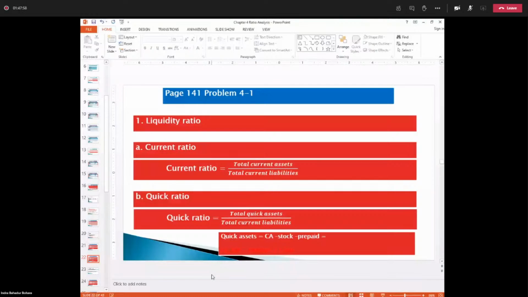Page number 141, question 4.1. You are given the balance sheet. So you need to calculate the liquidity ratio, which consists of both current ratio and quick ratio. Yes, liquidity ratio consists of two ratios.